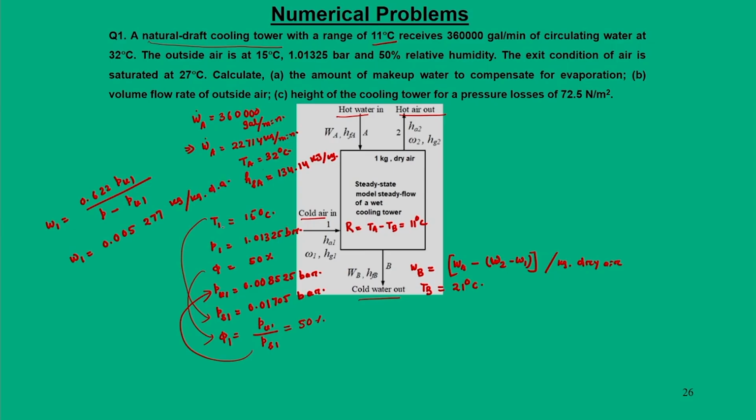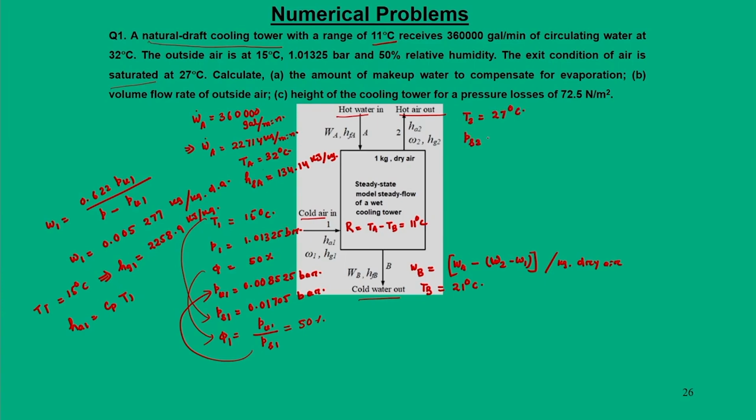Once you know this, then at temperature T1, 15 degree centigrade, the steam table gives Hg1, that is the vapor. You have to use the vapor condition, 2258.9 kilojoule per kg. So, all the parameters are known, and HA1 is Cp times T1. In a similar way, hot air out. So, hot air out is saturated. The exit condition of air is saturated, that is T2 is equal to 27 degree centigrade.